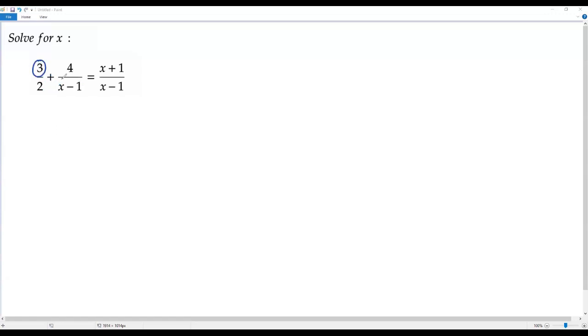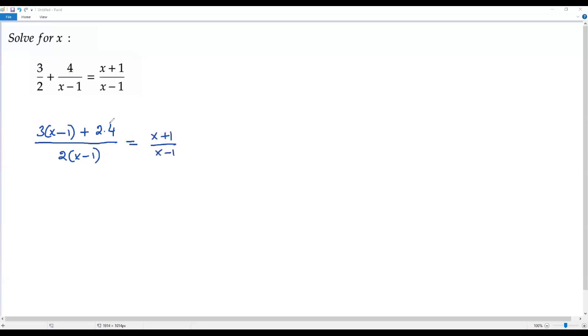Okay, now let me multiply the first numerator 3 by the second denominator x - 1. Then I'm getting 3 times (x - 1), plus I multiply this numerator 4 by this denominator 2. Then I'm getting 2 times 4. Now I have to multiply the two denominators. Then I'm getting 2 times (x - 1) equals (x + 1) over (x - 1).